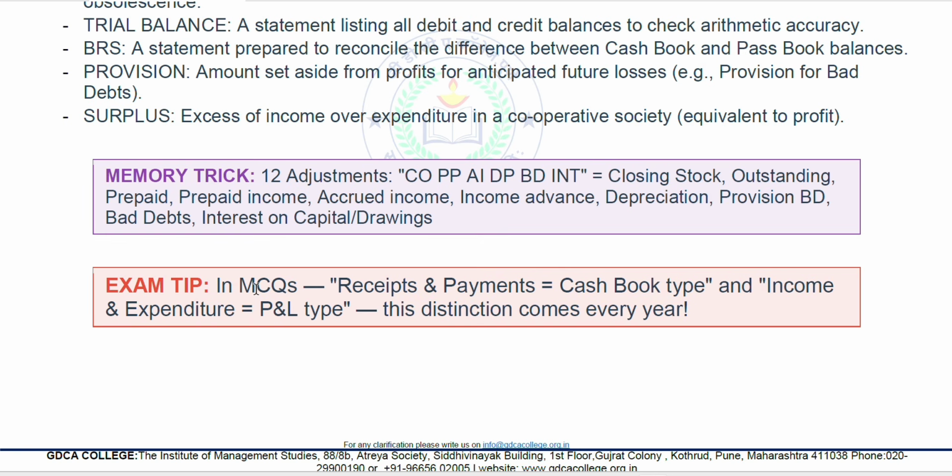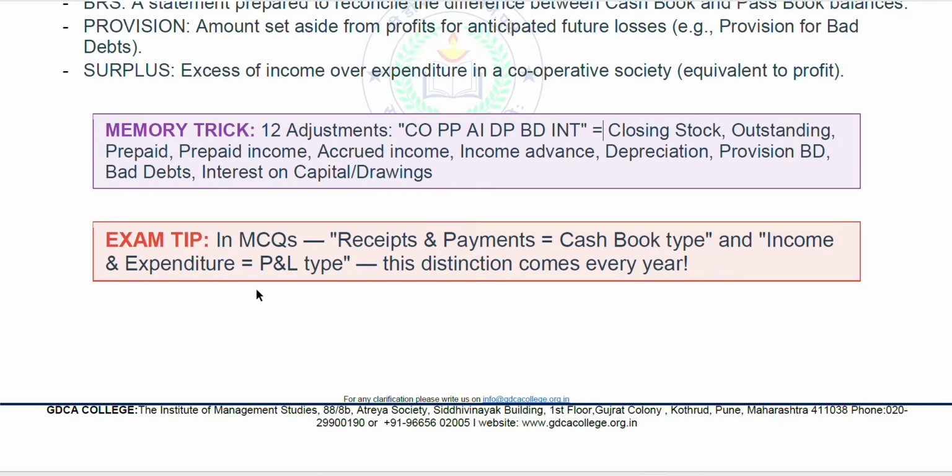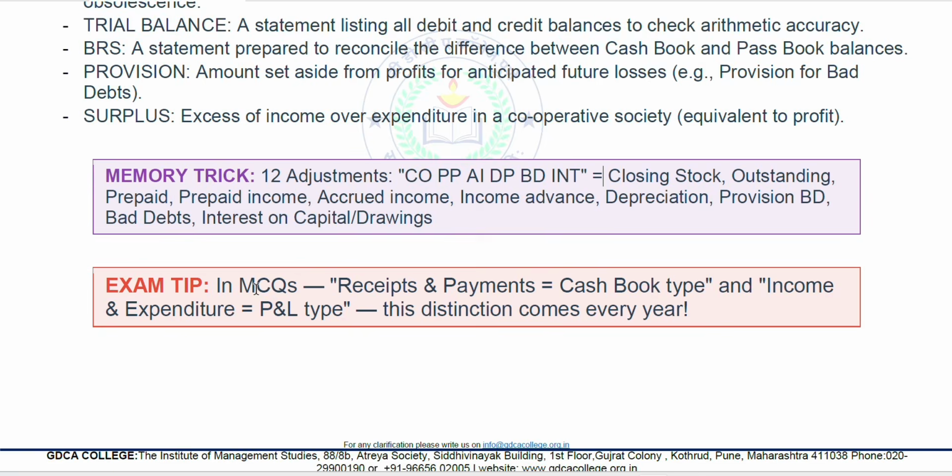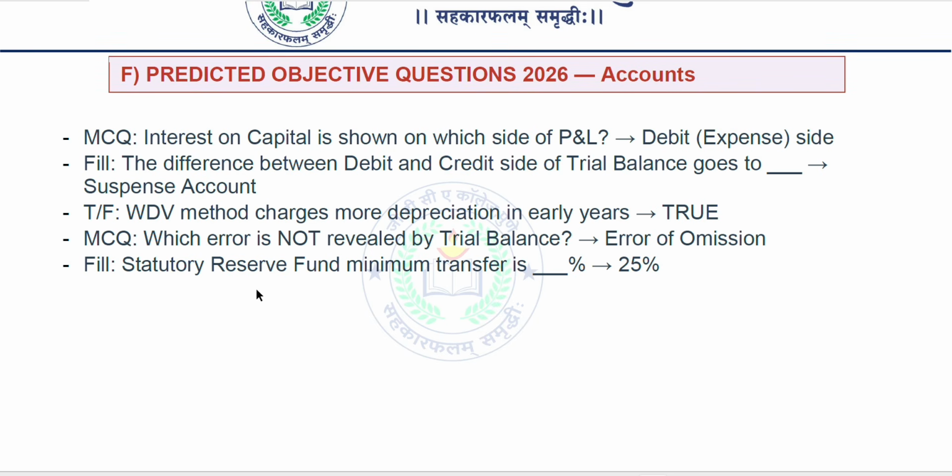Exam tip in MCQs: receipts and payments is cash book type, and income and expenditure is profit and loss type. This distinction comes every year, so you must learn all the differences, which we have already given in previous videos. Watch those previous videos as well.